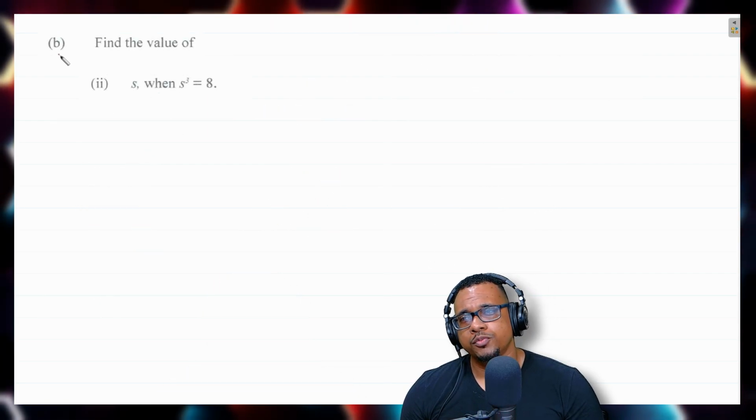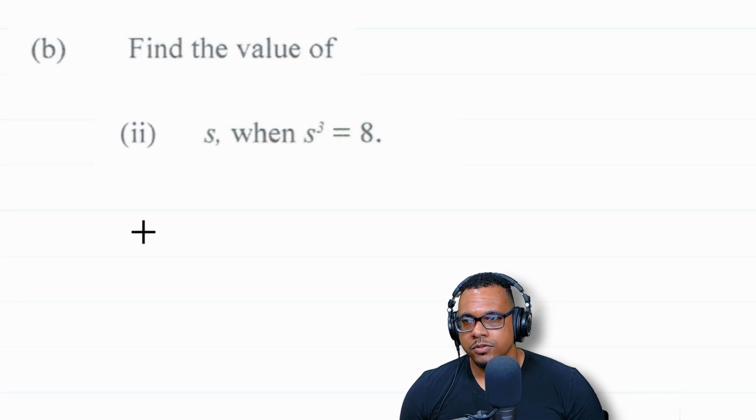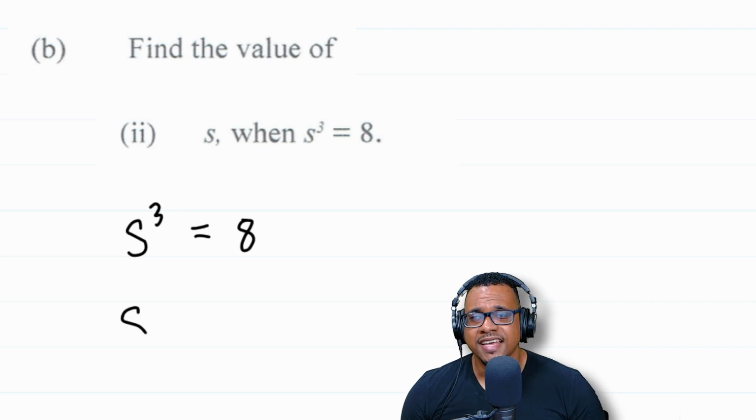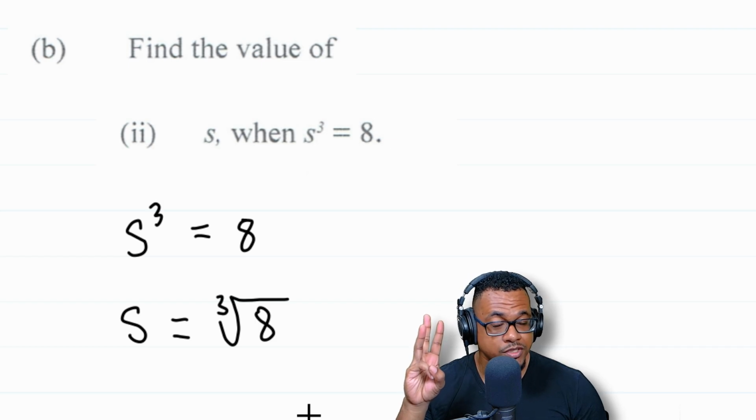So moving on to question 2, part B, part 2, we want to find the value of s when s cubed is equal to 8. So if s cubed is equal to 8, it means s is equal to the cube root of 8. And we know 2 by 2 is 4, and 4 by 2 is 8. So the cube root of 8 will be 2.